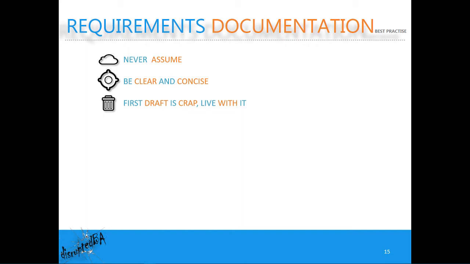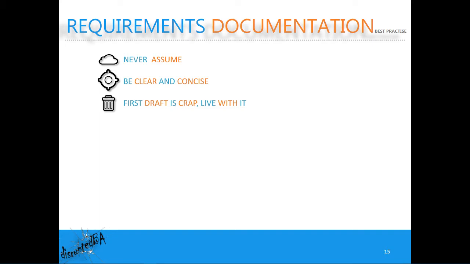The first draft is always crap. Live with it and get over it. If you're going to try and write a first draft that is perfect, you're never going to publish anything. You're going to miss a deadline. If you have to submit a document for review by Wednesday and you keep on trying to perfect this thing, you're going to miss Wednesday. That's a given. So do your best with the information at your disposal.